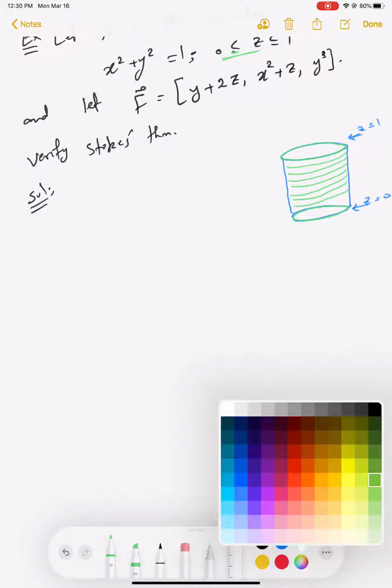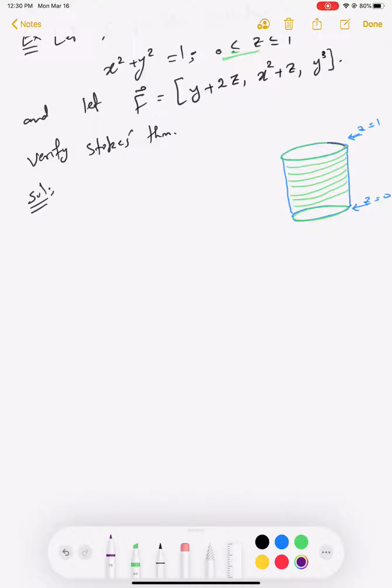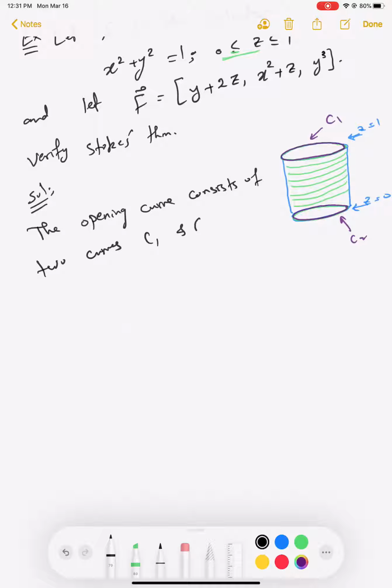So in this example, we have two opening curves. This is one curve. So the surface is open from two directions, from the top and from the bottom. So let me call this curve C1, this curve C2. So in this example, the opening curve consists of two curves, C1 and C2.